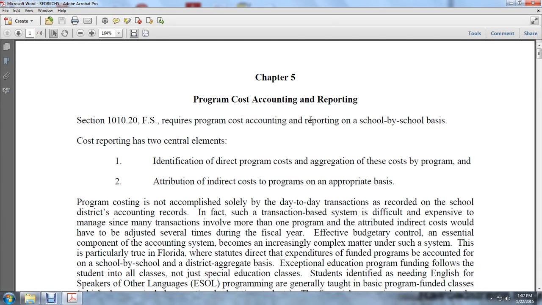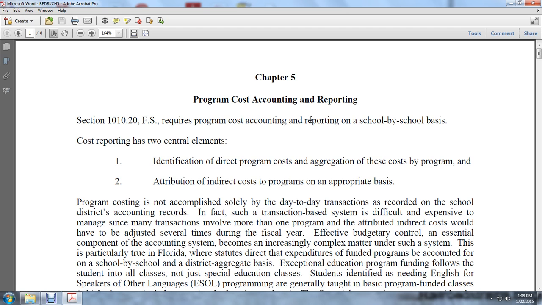All right. Chapter 5. Program costs and accounting reporting. Section 1010.20 of the Florida Statutes requires program and cost accounting reporting on a school by school basis. Cost reporting has two central elements: one, identification of direct program costs and aggregation of the cost of the program; two, the attribution of indirect costs of the program on an appropriate basis.